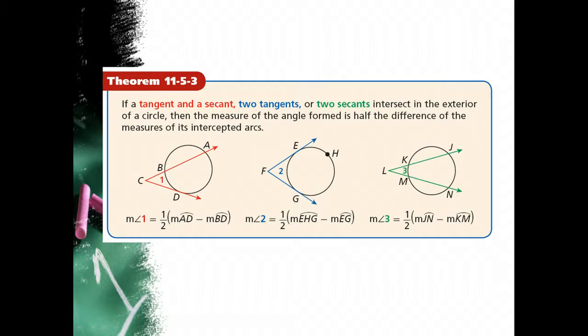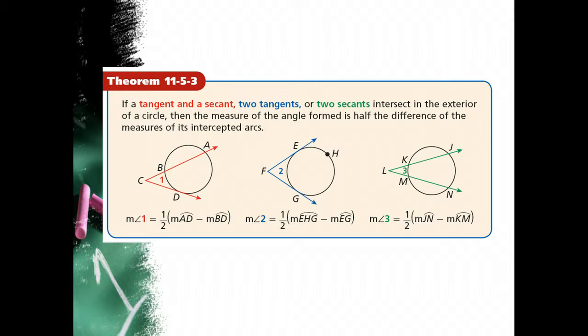Theorem 11.5.3 has three pictures, you'll notice, because it's the three different situations you can have. We have a tangent and a secant like we saw before, but instead of being on the circle this time, they all intersect outside the circle. So this would be a tangent and secant, this would be two tangent lines, or in green we have two secant lines.